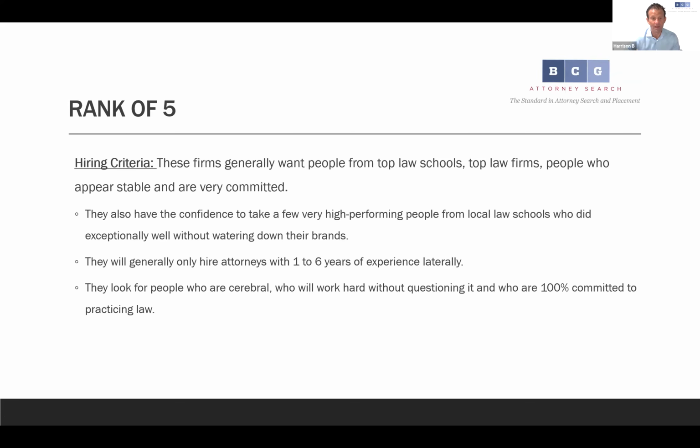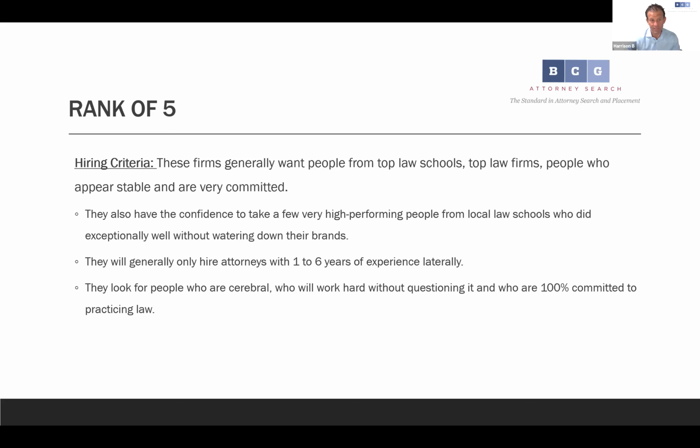They want people that are from the best schools, the best law firms. If they're hiring laterally, some of them are so prestigious that they don't even hire laterally. They just hire law students. And then people that are very stable and committed. Sometimes they'll take a few very high performing people from local law schools who might have done very well in law school. But generally, they're only going to hire attorneys with about 1 to 6 years of experience laterally. So they're not going to really hire beyond that. And they want people that are very smart, that are well adjusted to practicing law, and really just come across as the right type of people.